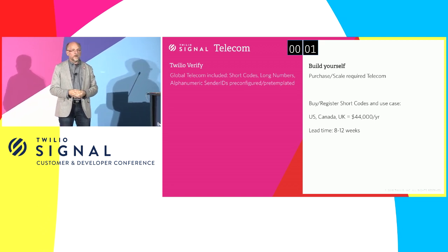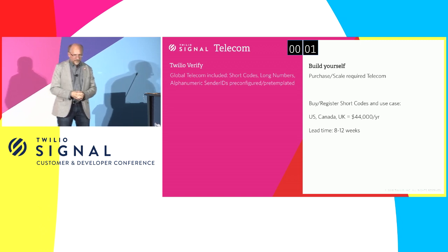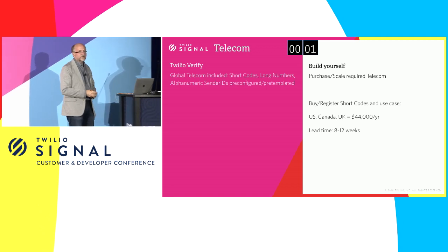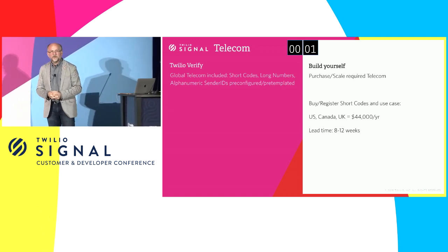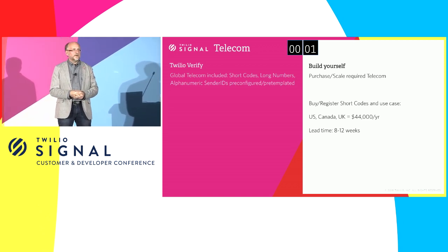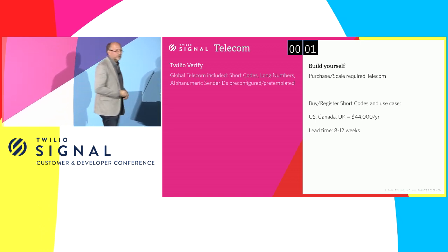What happens if you don't? Well, in the US, if you get to a high enough volume, the carriers are going to start filtering you. In Canada, they just shut you down. You're done. And guess what? It takes 8 to 12 weeks to get one of these shortcodes if you are provisioning it yourself or transferring it to Twilio. US, Canada, UK, those are the 3 regions that Twilio actually sells shortcodes. The combination of those 3 would set you back $44,000 a year. Telecom is included with Twilio Verify.